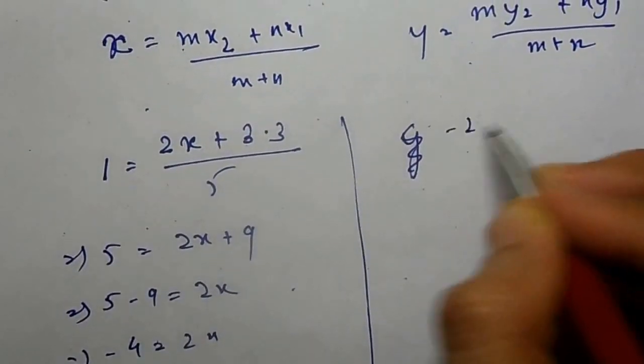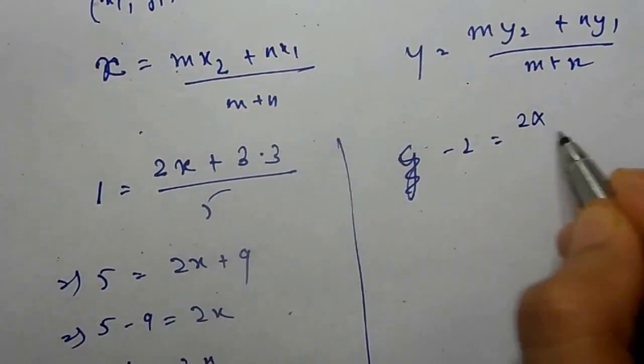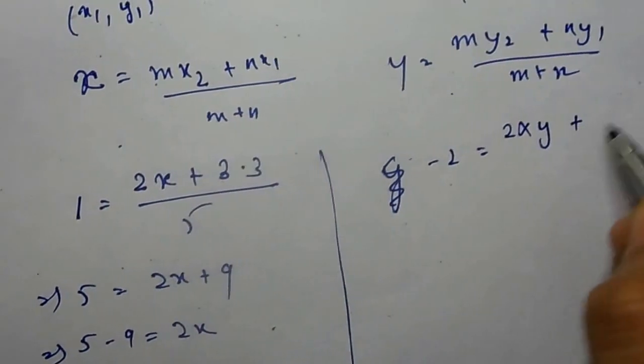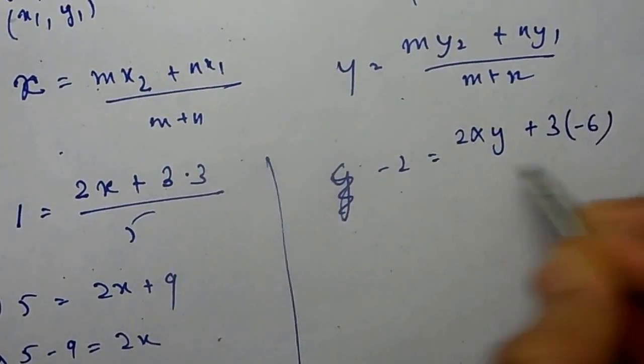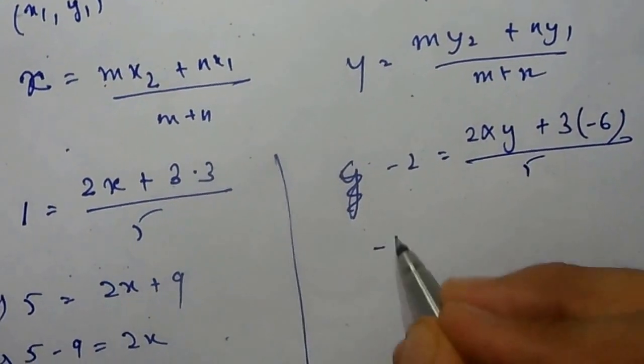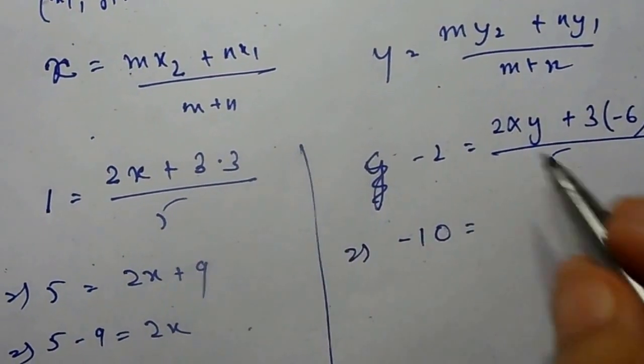Easy peasy. Y, okay? So y is minus 2 equals m. What is m? 2. What is y2? Y2 is y plus n. And what is n? 3. What is y1? Minus 6. Minus 6. M plus n. 5 minus 10 equals, implies sign.